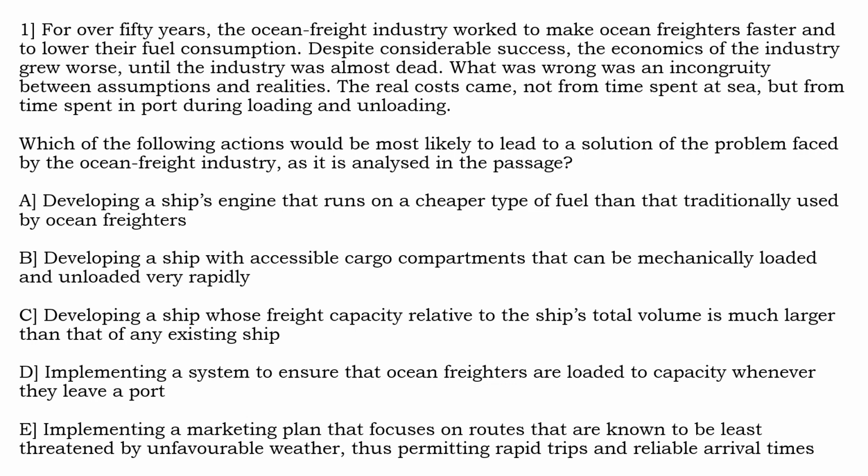So here the problem of economy was thought to be because of the extra fuel consumption and the slow speed of the freighter. That is why for 50 years the industry worked to make ocean freighters faster and to lower their fuel consumption. So they assumed that the problem between the income and expenditure in the industry is because of the higher fuel consumption and the low speed of the freighters. That is why they tried to make the freighters faster and lower the consumption.